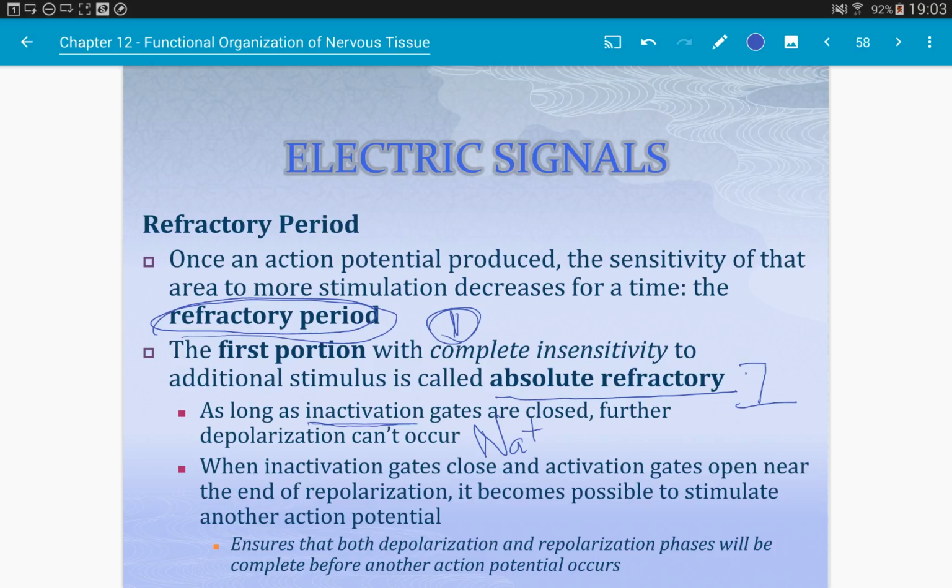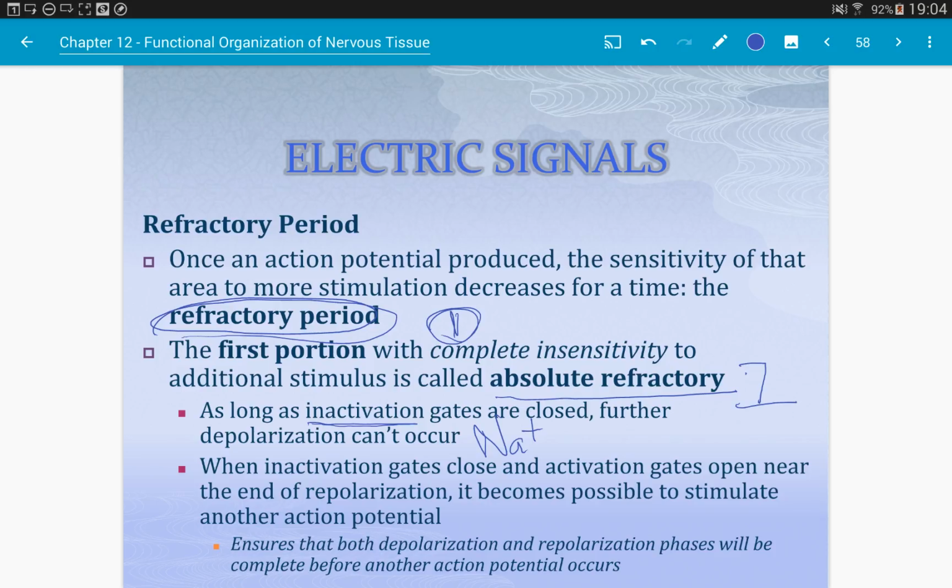When the cell becomes basically reset, that inactivation gate will open and your activation gate is closed. So that is what it would be like at rest. When you're at resting membrane potential, the sodium voltage-gated channels, the activation gate is closed and the inactivation gate is open. That is when a cell is ready to be stimulated again. But if that inactivation gate is closed, you're not going to be able to stimulate another action potential because no sodium can get through. Okay?